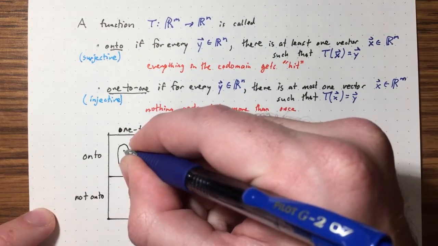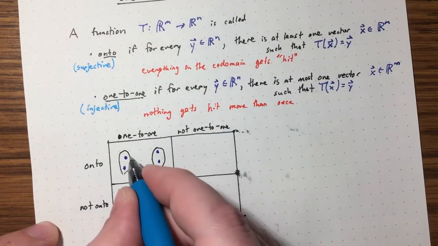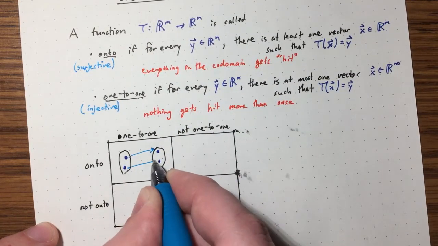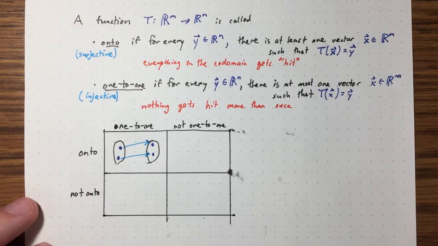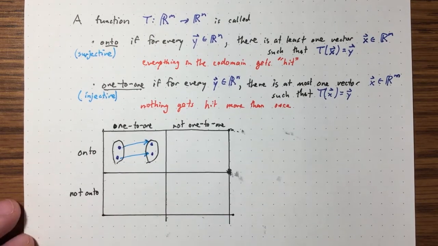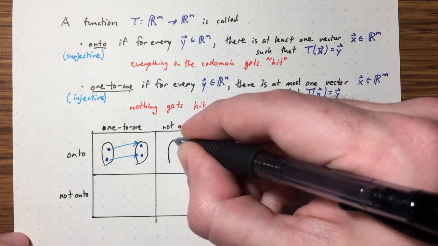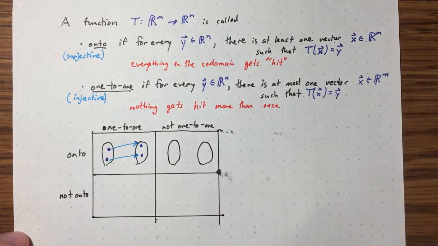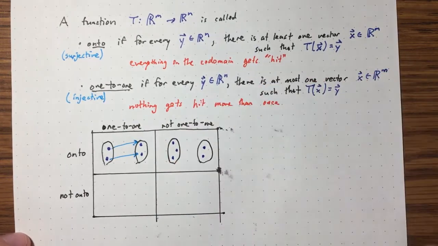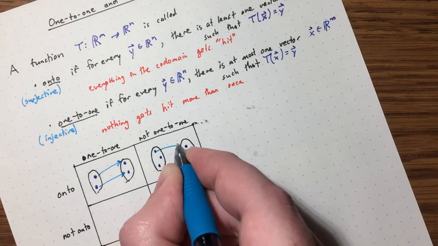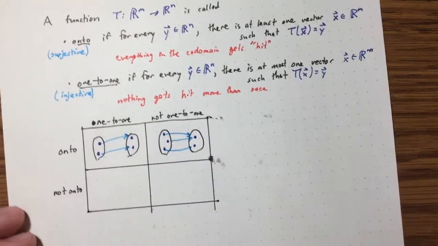Well, let's say I have two dots there and two dots there. This one's going to that one, and that one's going to that one. Okay, so everything over here gets hit, but nothing gets hit more than once. So everything gets hit exactly once if we're onto and one to one. Okay, let's say we're onto, but we're not one to one. So everything needs to get hit, but something's going to get hit more than once. So maybe I'll draw three dots over here. Maybe both of these are going to that one. And then this one's going to that one. It has to be going to that one because we're onto, right? But we're not one to one.